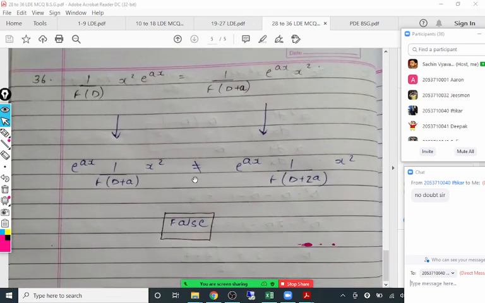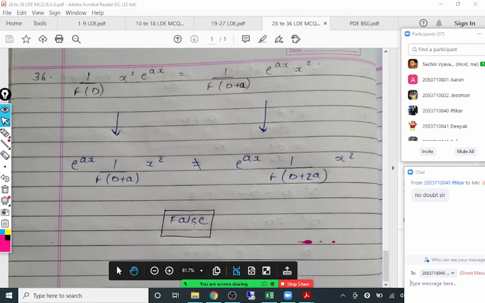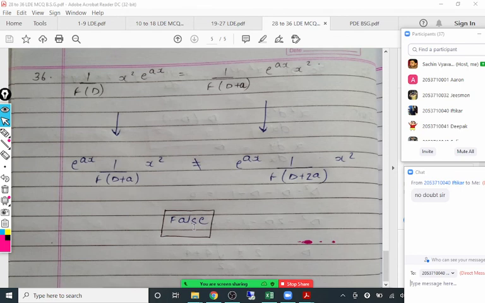And 36th again, 1 upon f(D) of x square e raised to ax is 1 upon f(D plus a) of x square times e raised to ax. So e raised to ax should be taken outside, that's correct here, and because of that it's written false. Correct. Good. So all the remaining questions are correct.